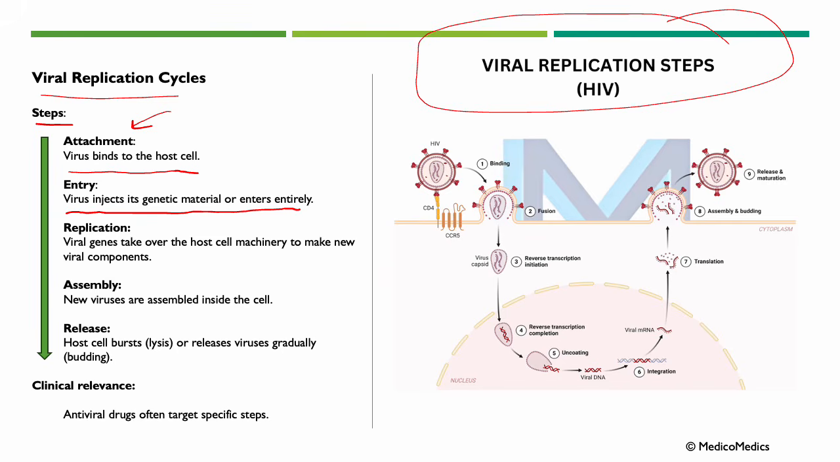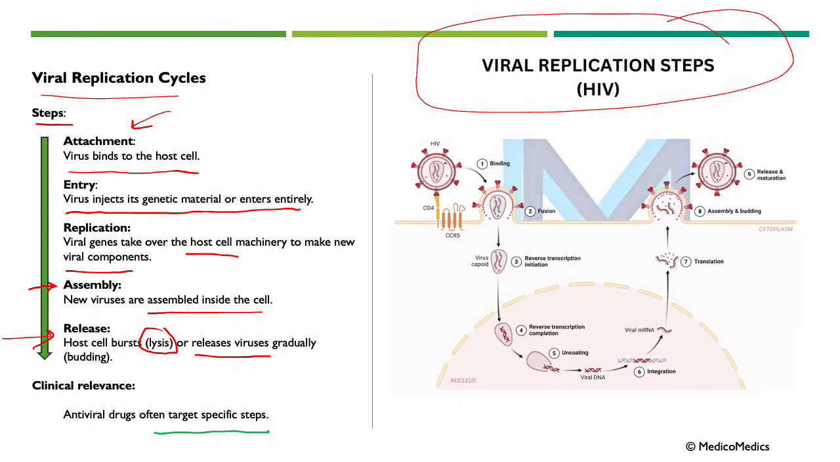After that, we have replication. So viral genes take over the host cell machinery to make new viral components. Then we have assembly, so new viruses are assembled inside the cell. And finally, release, so the host cell bursts, also called lysis, or releases viruses gradually. And what is important here is that antiviral drugs often target specific steps. That's why you need to remember all of these steps.